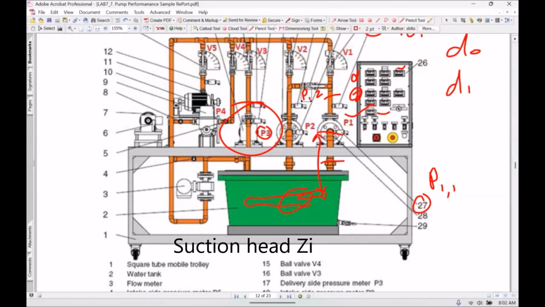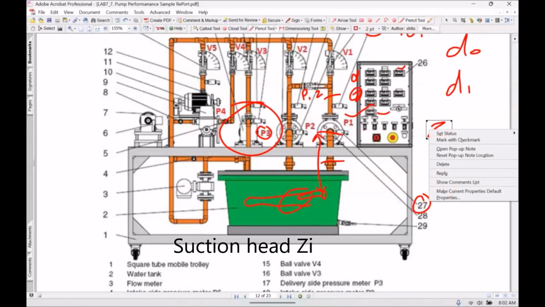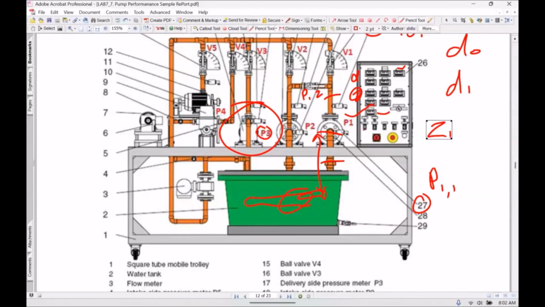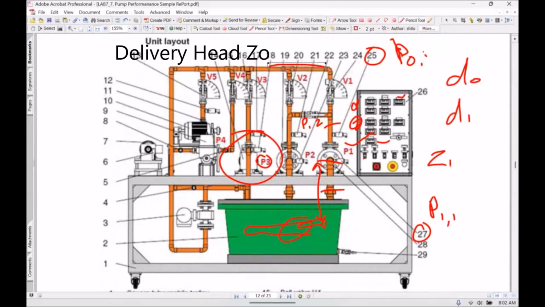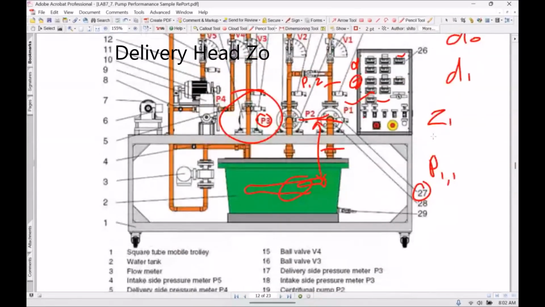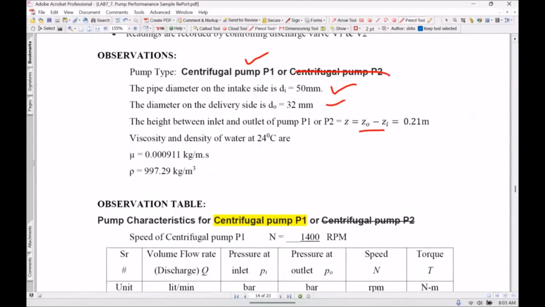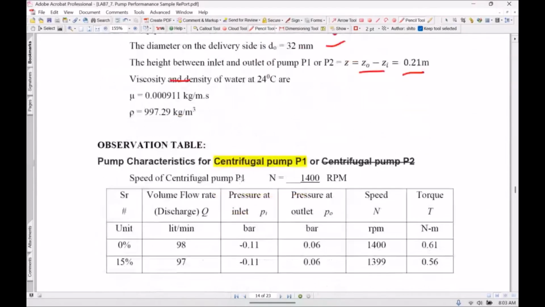From this, the height is called ZI, and the outlet height of the pump from this is called ZO. So we need to record this from the equipment manual. From the water level, the difference between the outlet height of the pump is 0.21, which is used in Bernoulli's equation, and these are the properties of water. So record the readings.